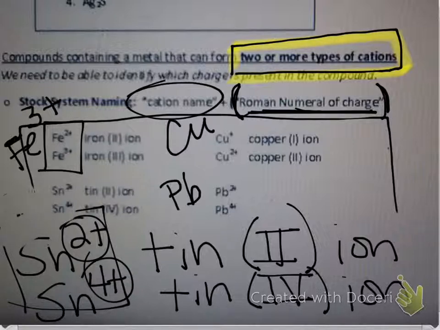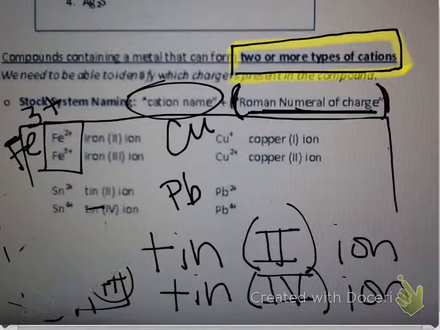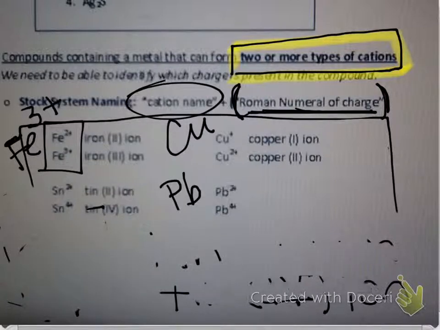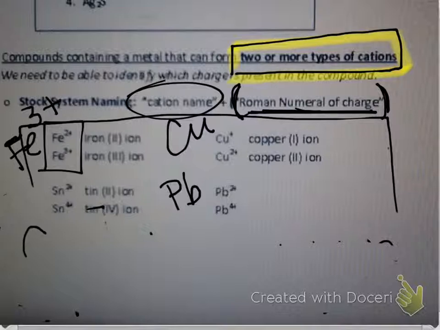Alright, let's move on to copper. Copper can form 2 stable oxidation states, the +1 or the +2, and you're just going to have to memorize them. So if copper forms the +1 oxidation state, we're going to call this the copper 1 ion.